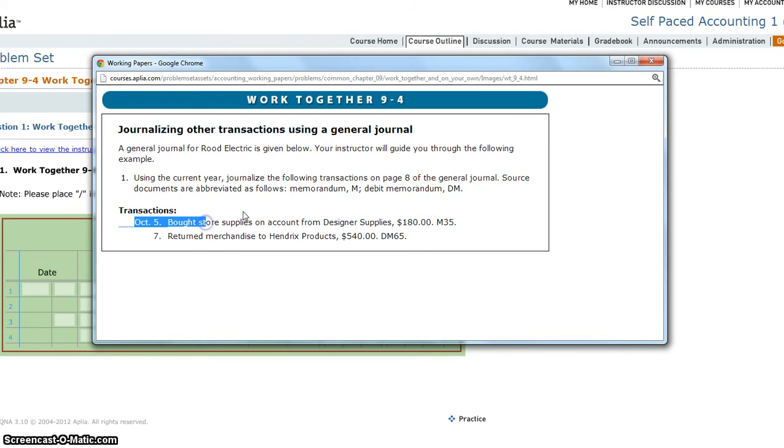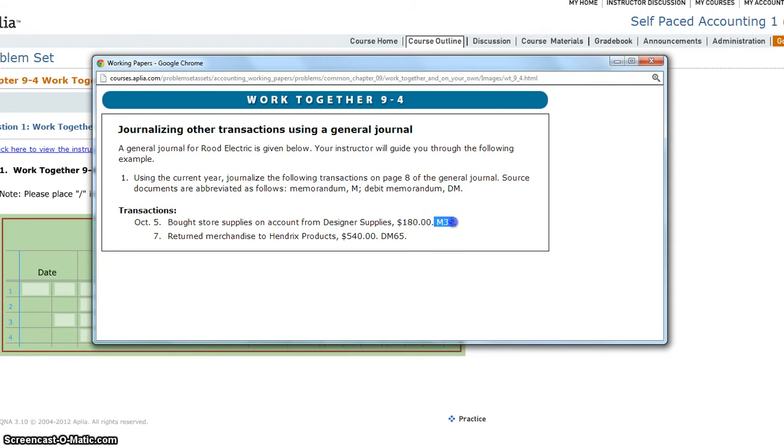On October 5th, we bought store supplies on account. Now, if we buy supplies on account, supplies are not merchandise, therefore we cannot use the purchases journal. If we bought it with cash, we could put it in the cash payments journal, because it has that general debit column. However, if we bought supplies on account, we need to put that in the general journal.